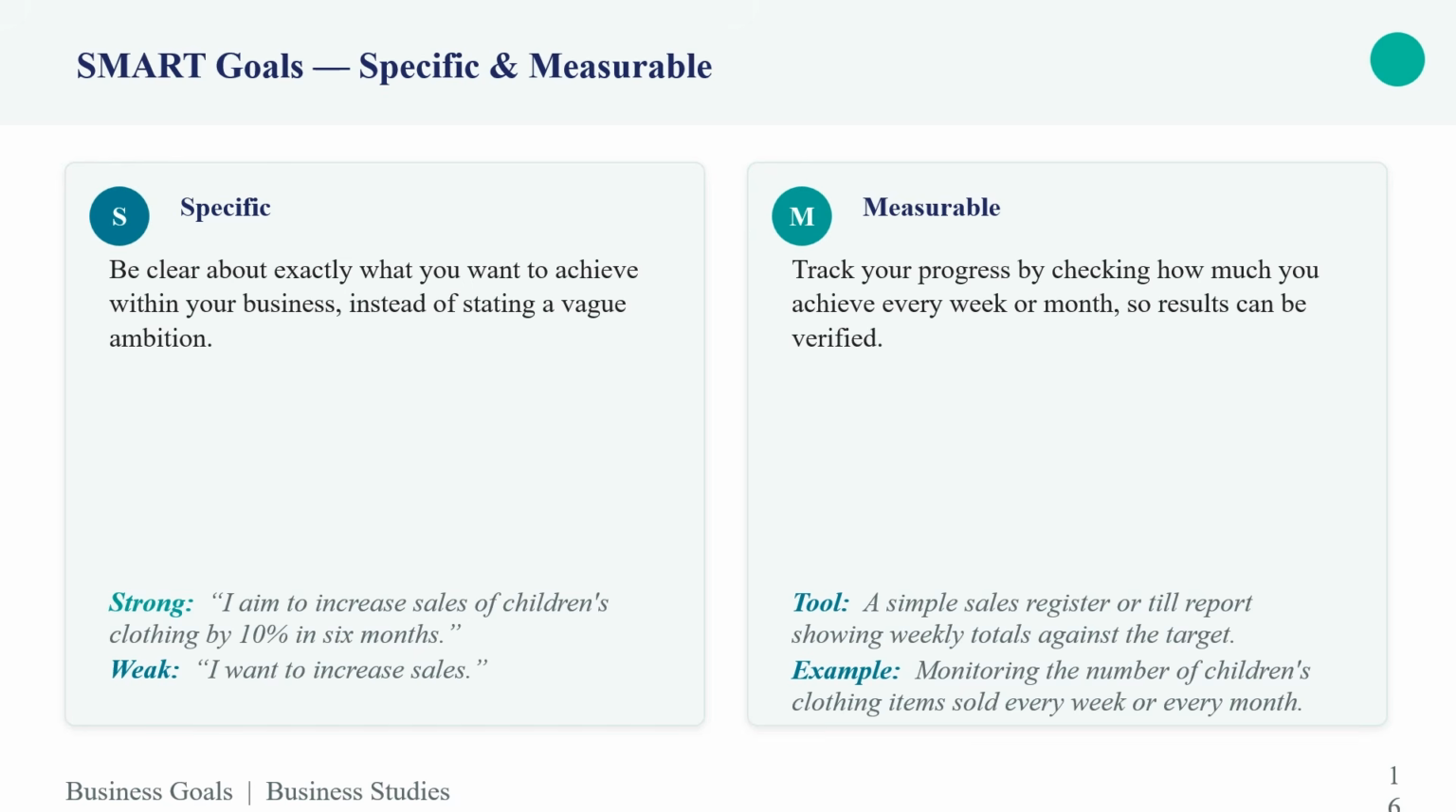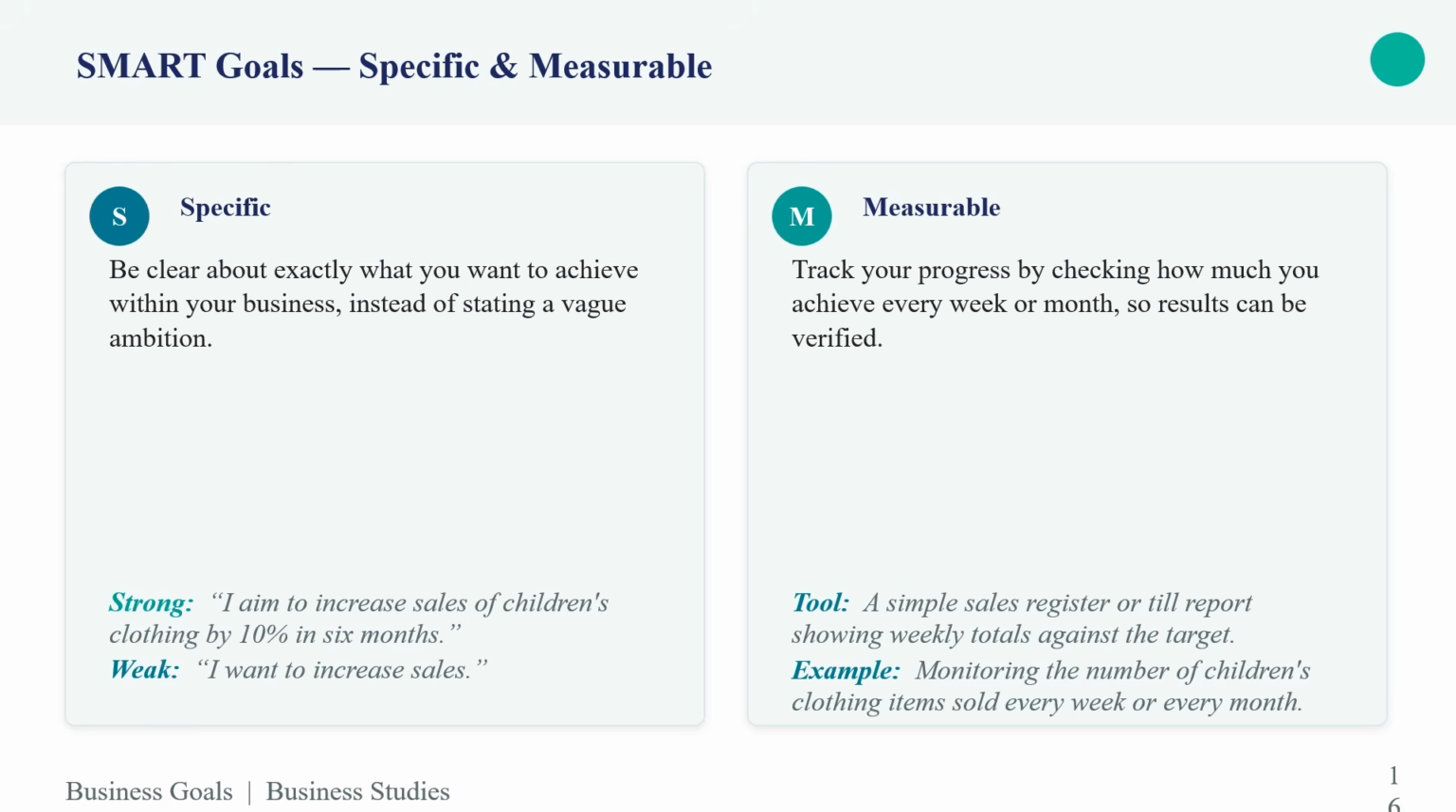Now specific. Be clear about exactly what you want to achieve within your business instead of stating a vague ambition. So a good example is when you say, I aim to increase sales of children's clothing by 10% in 6 months. You're very specific. That is better than just saying I want to increase sales. Which type of sales, which percentage, and in how many months.